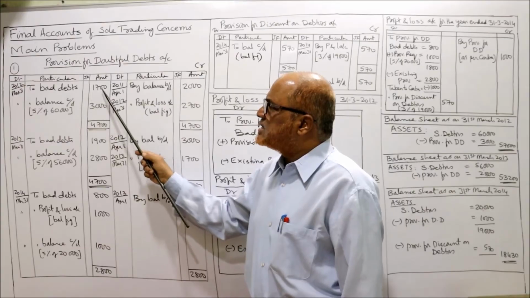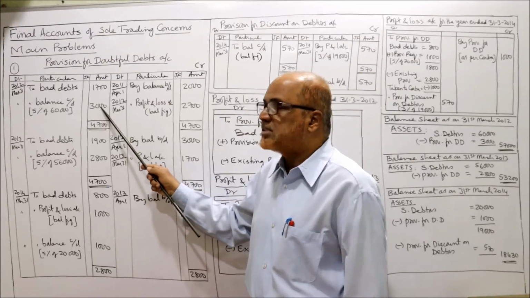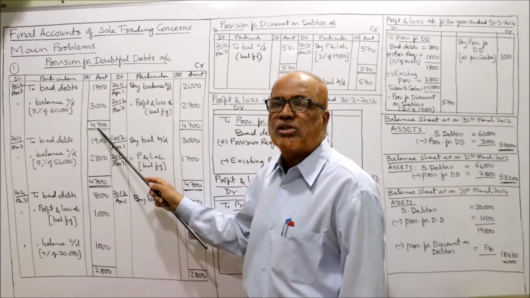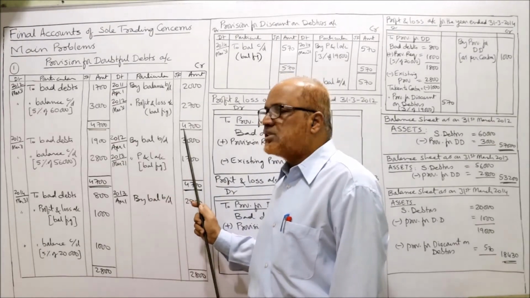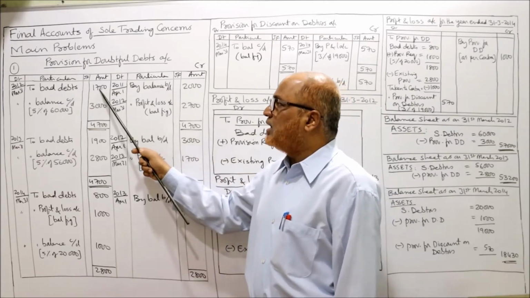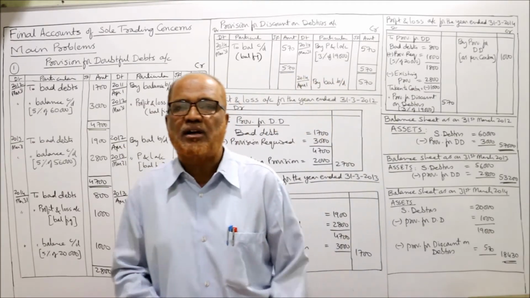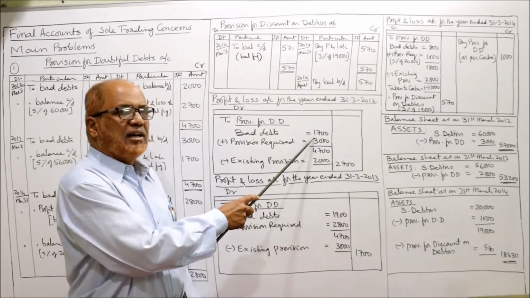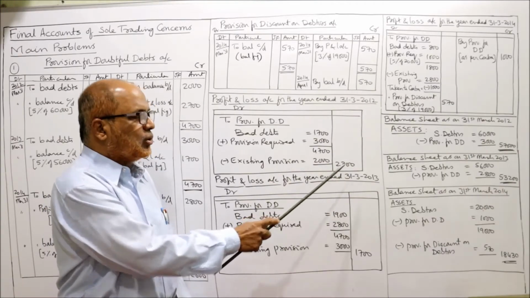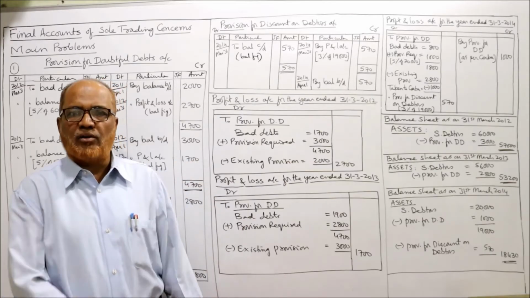The first year bad debts are 1700. New provision required is 3000. End of the year provision required is 3000. So bad debts 1700, provision 3000, we will add both. 4700. Out of 4700, the existing provision at the beginning of the year, how much was the provision? 2000. So 1700 plus 3000, 4700 minus 2000. So 2700 is the balance. Here I am showing: 1700 bad debts, new provision 3000, 4700 less existing provision 2000, 2700 is the final provision for doubtful debts to be debited to profit and loss account for the first year.